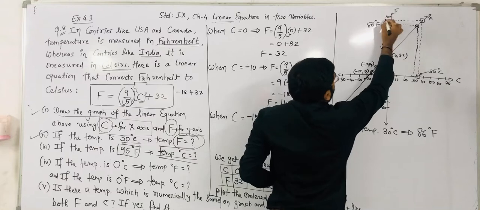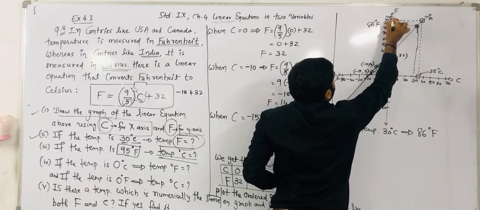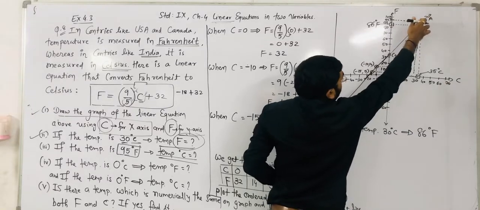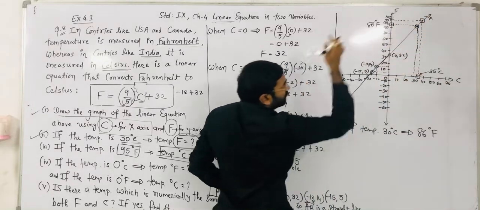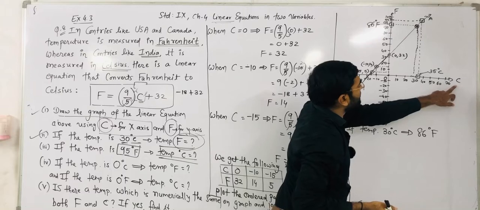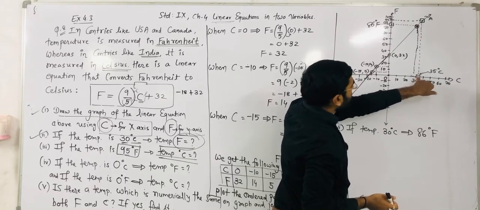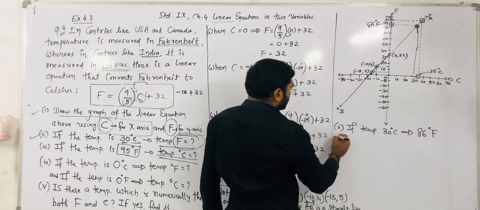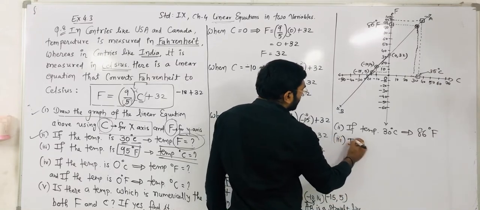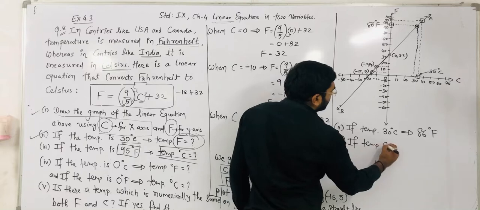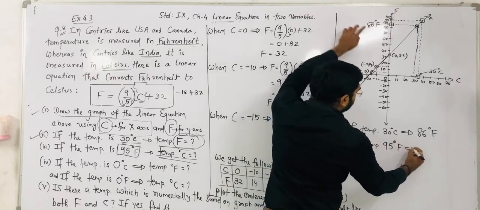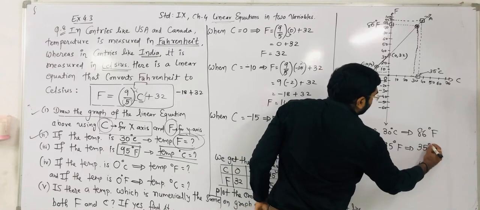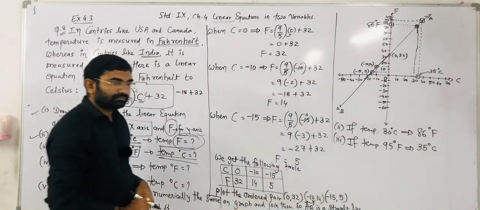So at 95 Fahrenheit, we draw one perpendicular line to our straight line. Whatever point we get, from that we draw one perpendicular line to our Celsius axis, or you can say the x-axis. So that x-axis value represents the Celsius value. So what is the third question's answer? If the temperature in Fahrenheit is 95 degrees, then our Celsius value is 35 Celsius.